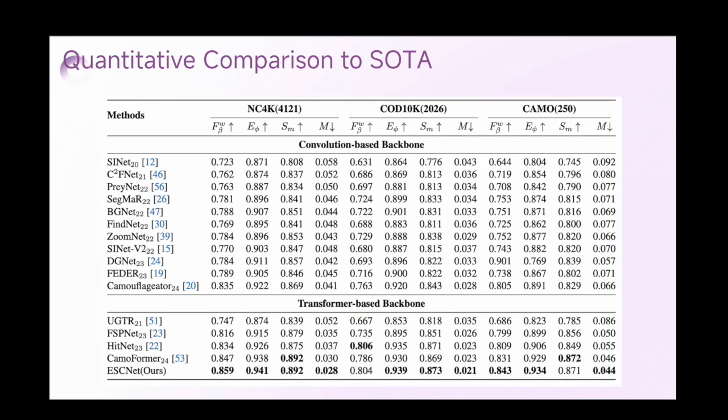Now for our quantitative results. As this table shows, our model, ESCNet, achieves new state-of-the-art results on all three datasets. We were pleased to see that it outperforms competing methods on the vast majority of metrics, often by a significant margin in most cases. This strongly validates the power of our proposed Edge Texture Collaborative Framework.